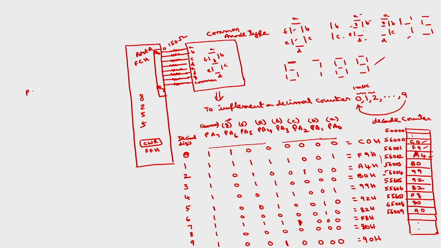So, what will be the program now? The program will be: move AX comma 5000H, to initialize the data segment, move DS comma AX.